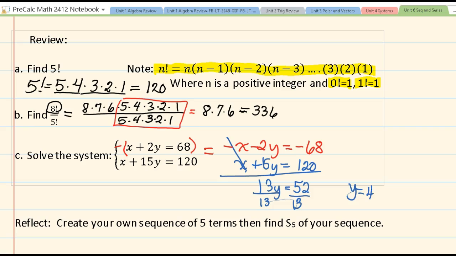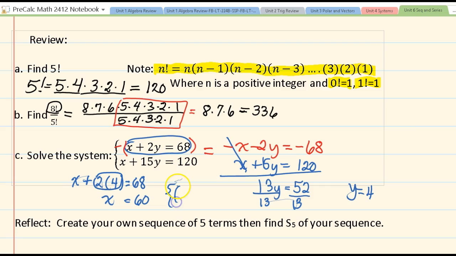So now that we know that, we're going to plug it into one of these equations. I'm going to plug it into the top one and find that x plus 2 times 4 is equal to 68. We can see that this is 8, so x is equal to 60. So we know that our solution set will be the point (60, 4).